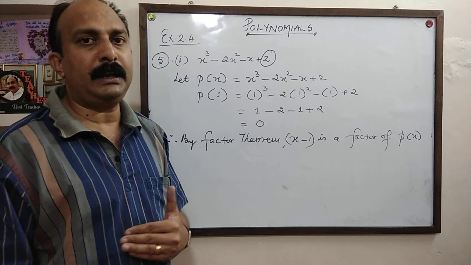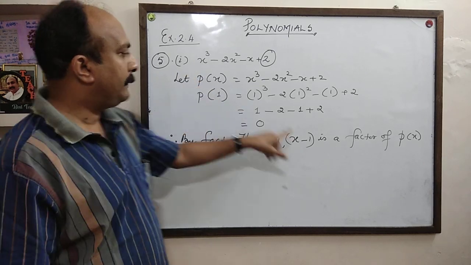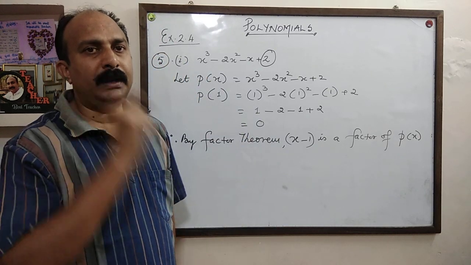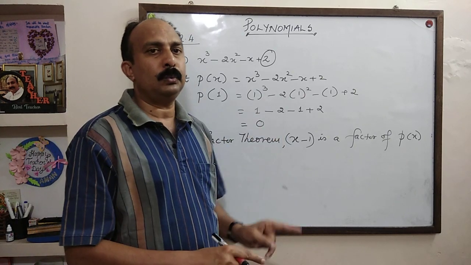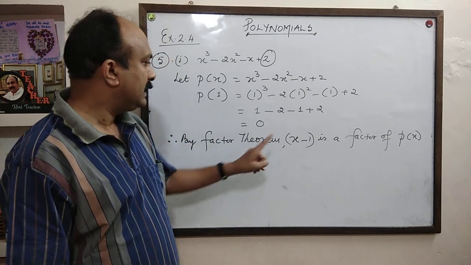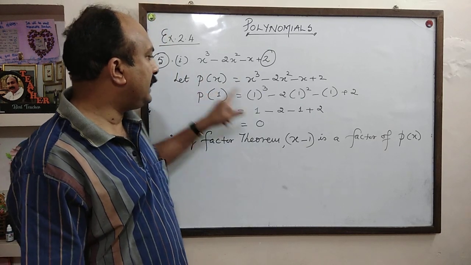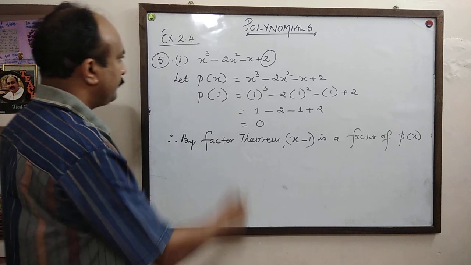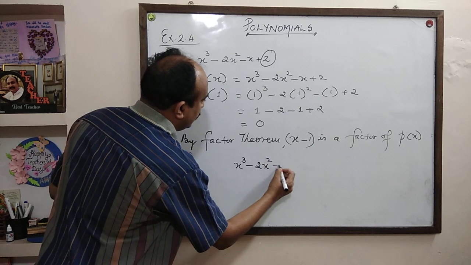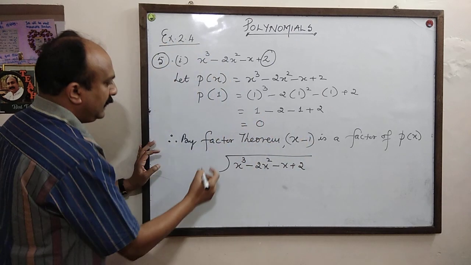Now how to find out those remaining 2 factors? I am going to divide the given p(x) by this factor. We know that if 2 is one factor of 10, how will you find the other factor? 10 divided by 2. The answer is 5. So 2 and 5 are the factors of 10. Similarly, since we got one factor, in order to find the other factor, we can divide p(x) by this x minus 1. So p(x) is x cube minus 2x square minus x plus 2. I am going to divide it by x minus 1.